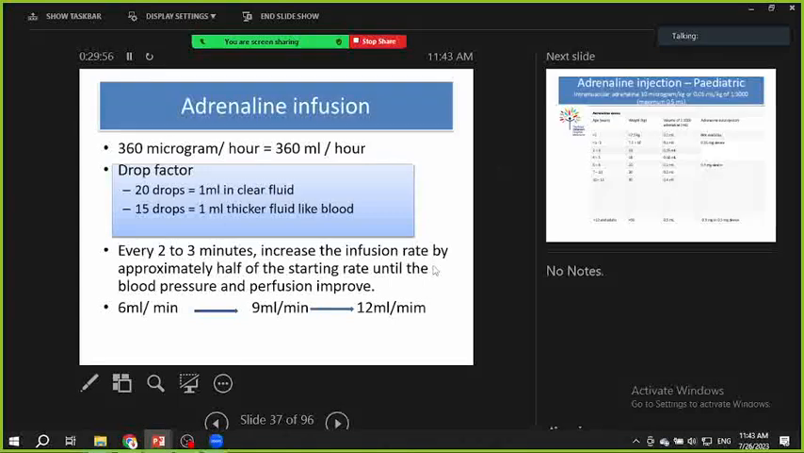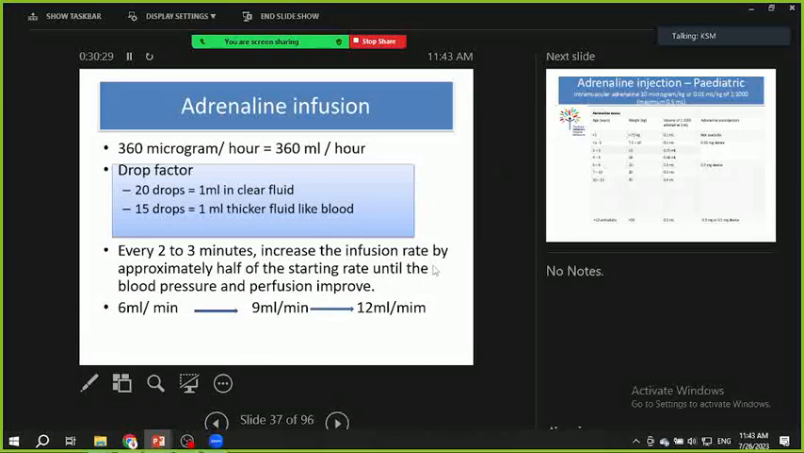The problem is, in the ward setup, how do you calculate this 1 ml? That is the drop factor. In the large normal saline IV drips, 1 ml equals 60 drops of clear fluid. The 60 drops. But for blood or thicker fluid, it is 15 drops equal to 1 ml, otherwise 20 drops equal to 1 ml. So now you know how to send 360 ml per hour to that person.